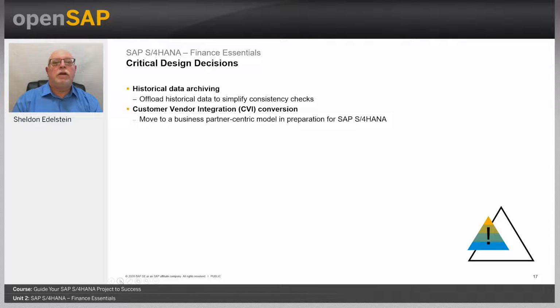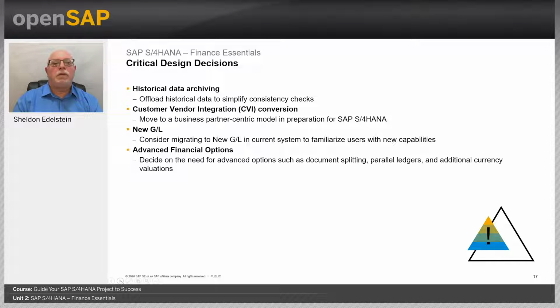Customer vendor integration conversion. Consider a mini project to move to a business partner-centric model before moving to S4HANA. New GL. The new GL option provides a pathway to access new innovation in S4HANA. Consider implementing new GL before moving to S4HANA.